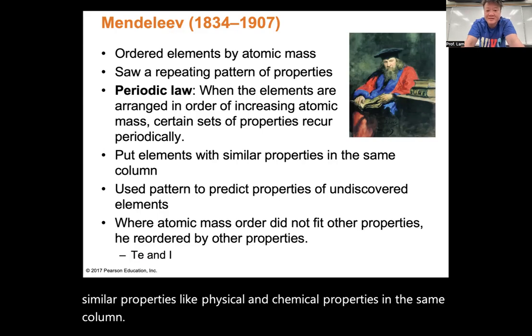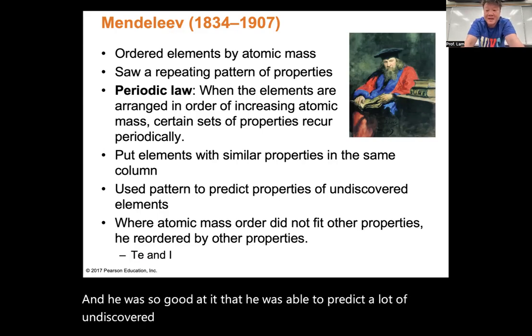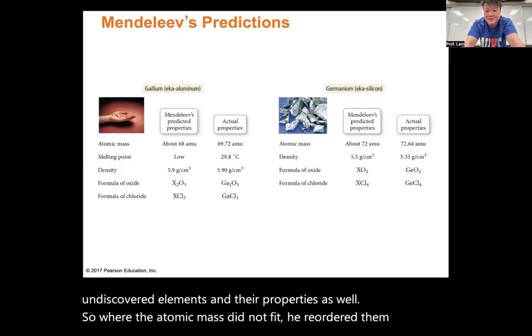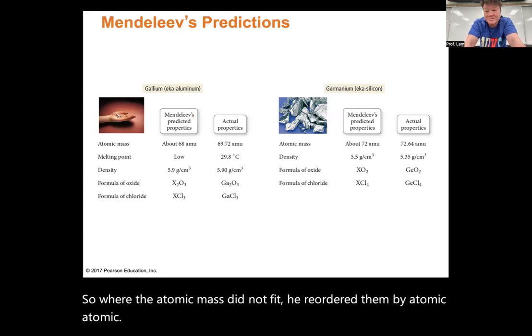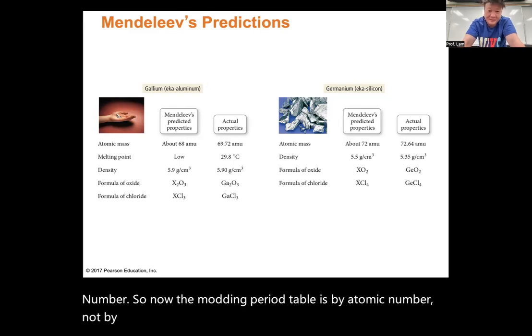He was so good at it that he was able to predict a lot of undiscovered elements and their properties as well. Where the atomic mass did not fit, he reordered them by atomic number. So now the modern periodic table is ordered by atomic number, not by atomic mass, right?